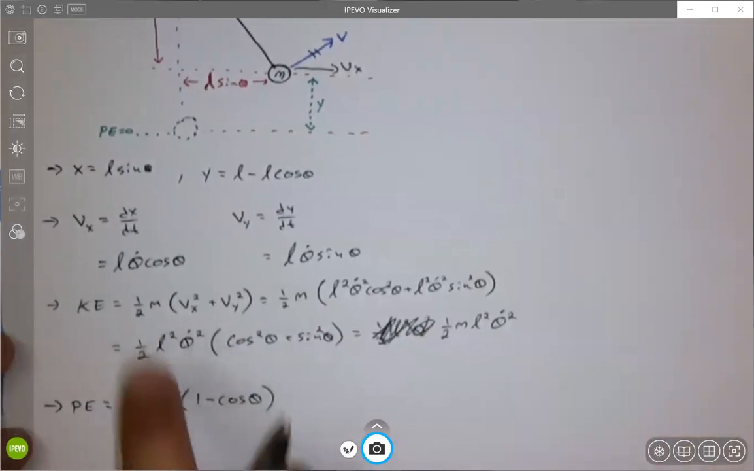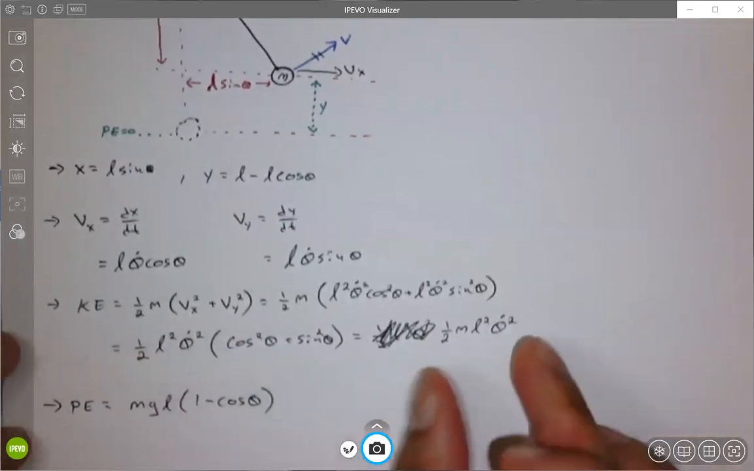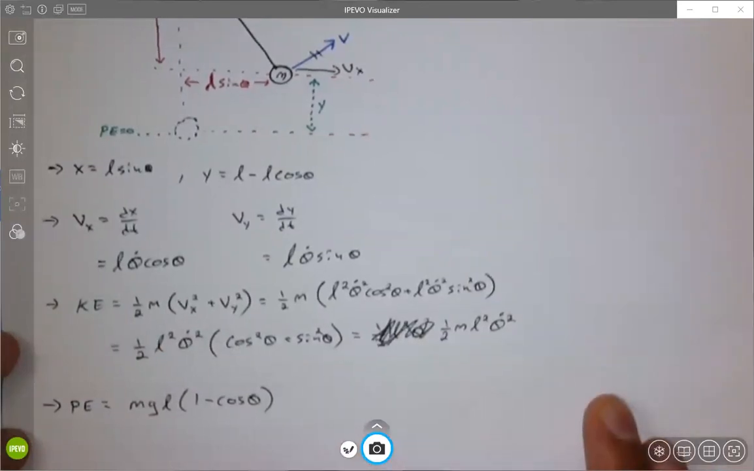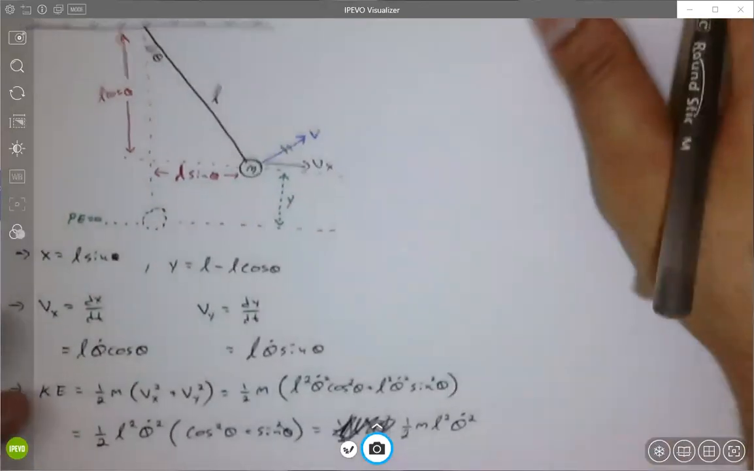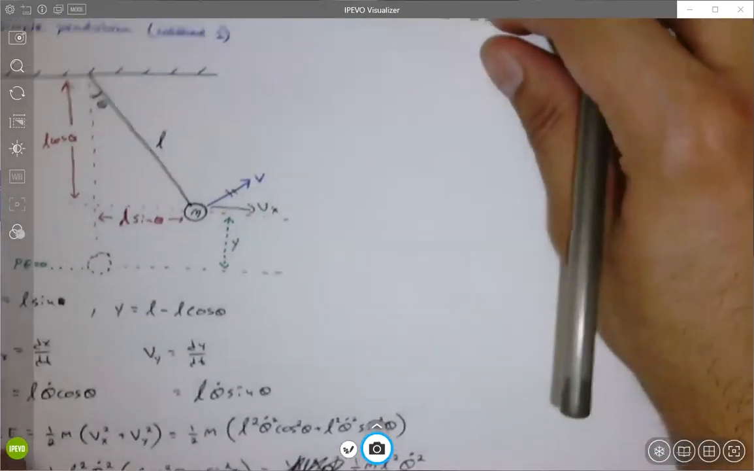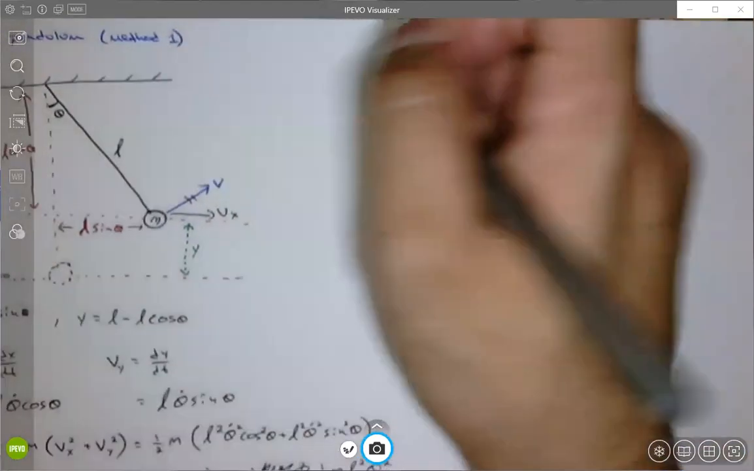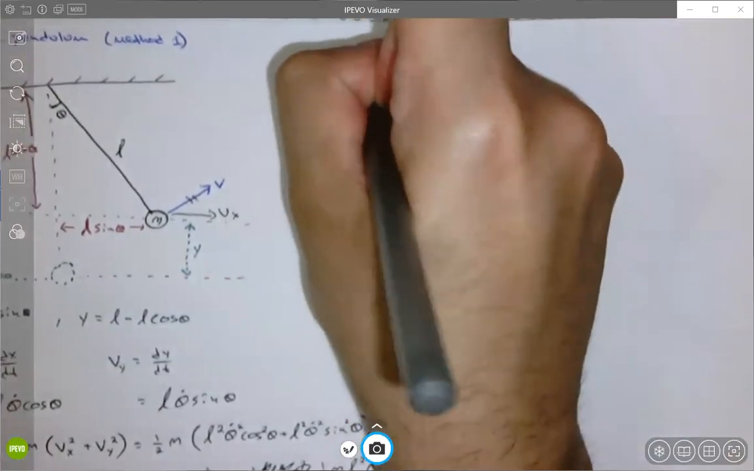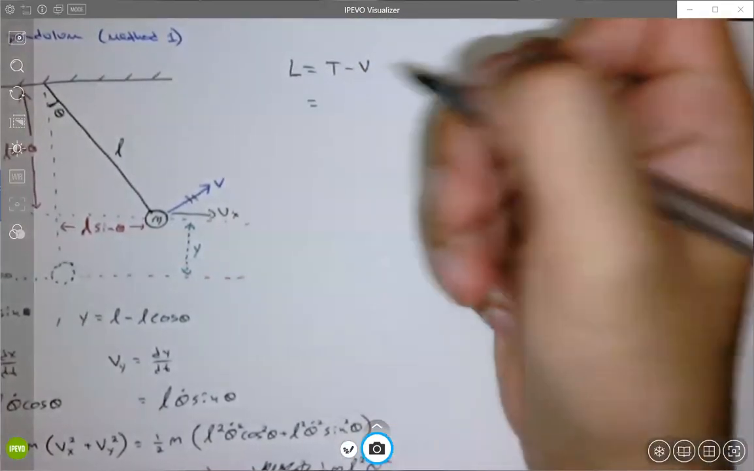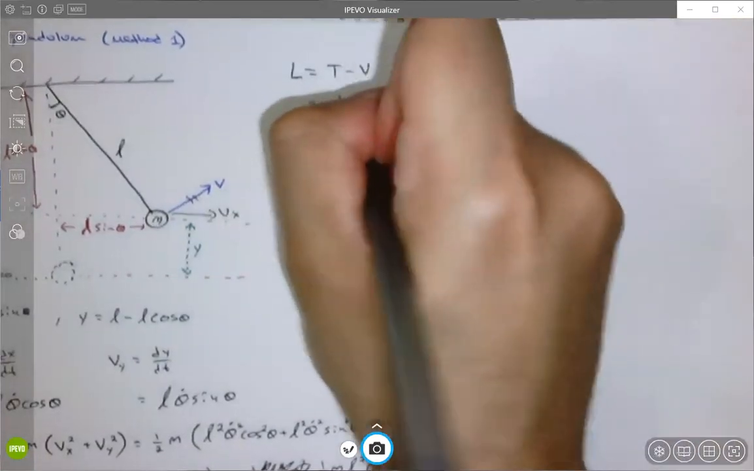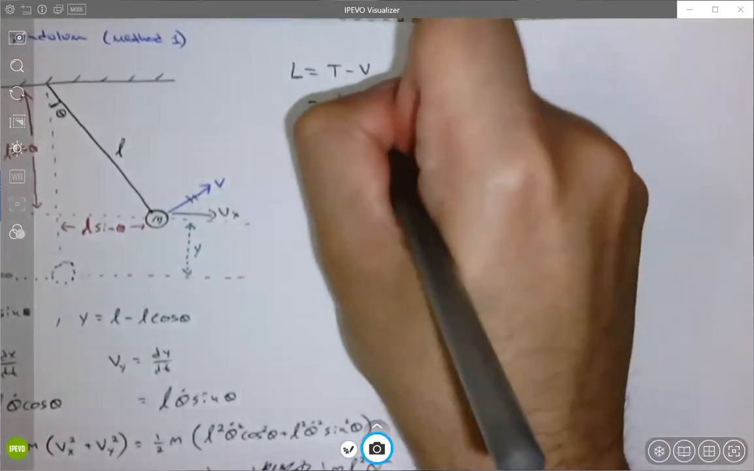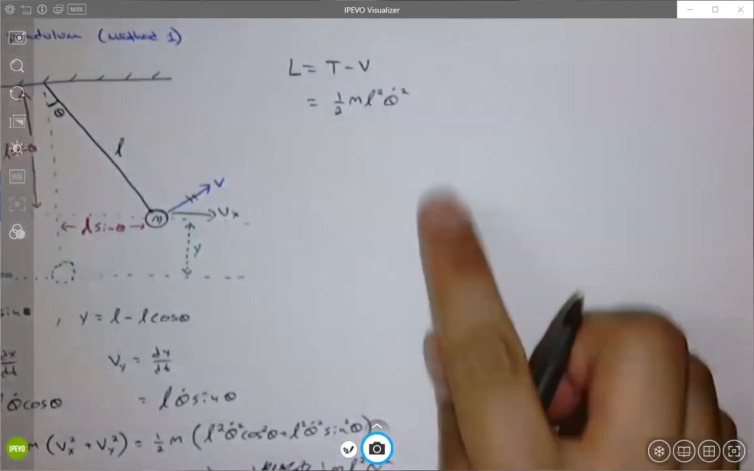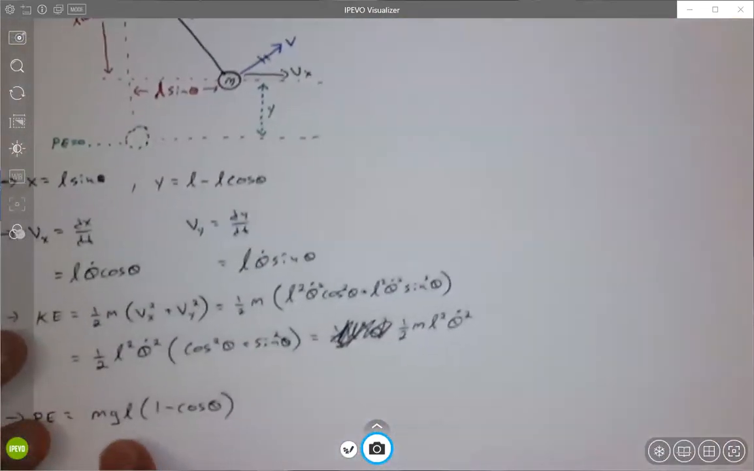Now that we have the kinetic energy and the potential energy, I'm going to take this term and subtract it from this term right here, because that's going to give us the Lagrangian. So the Lagrangian, I'll write it right here. L is equal to the kinetic energy minus the potential energy, which is going to be 1/2 m L squared theta dot squared. Now, I have to put a minus sign here.